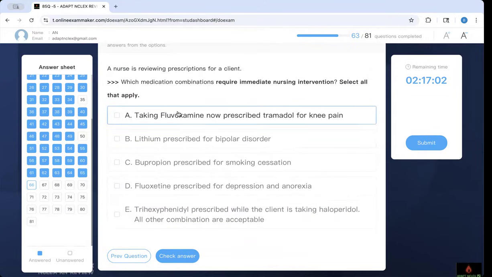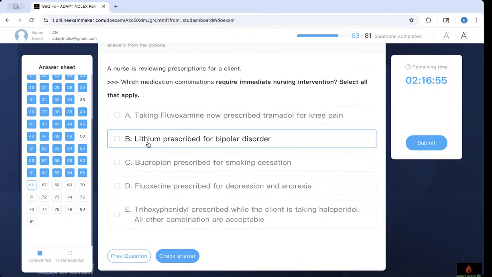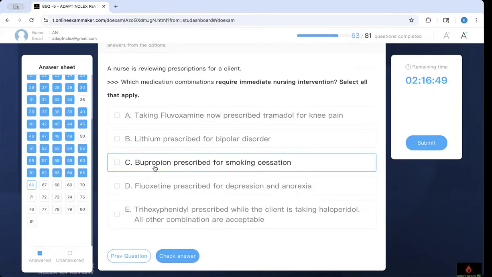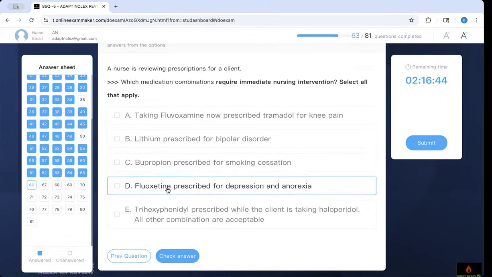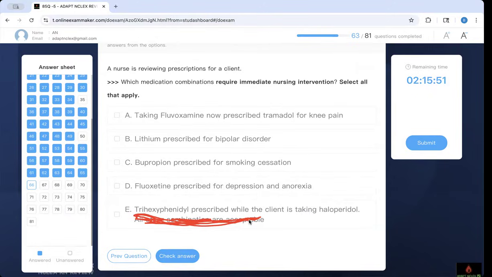Fluvoxamine, what does this medication do? And then now prescribe tramadol for knee pain. He's taking that. Patient is taking lithium for bipolar. Can you do that? Bupropion is prescribed for smoking cessation. Is that acceptable? Fluoxetine is prescribed for depression, and the patient also has anorexia. Trihexyphenidyl is prescribed while the client is taking allopurinol. Is that acceptable? What do you think? Break it down. Select and apply.